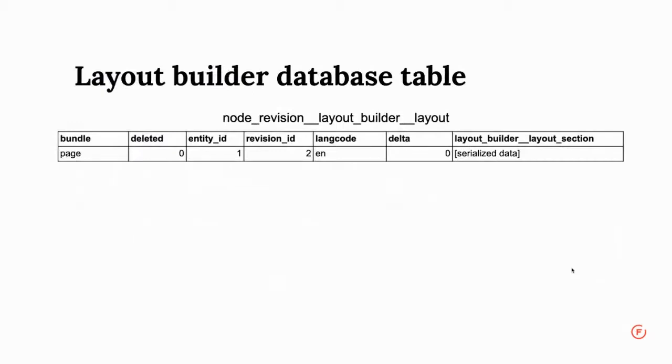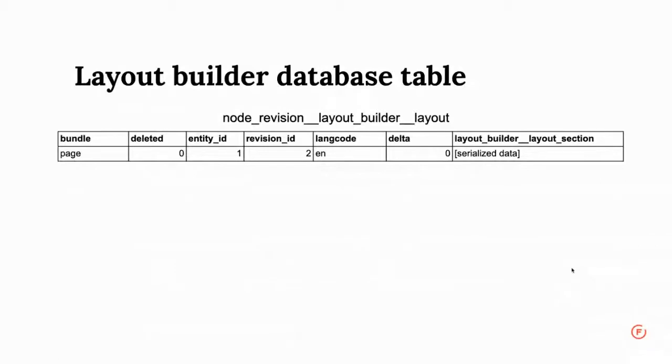All right, so then once this gets into Layout Builder, how does the Layout Builder database structure look? Well, interestingly, there's only one table for Layout Builder layouts, and it's called node_revision__layout_builder__layout. So that layout_builder__layout should be familiar. That's the field we're migrating into, and it's storing this for each node revision. So if you look at this table, there's not really that much information here.